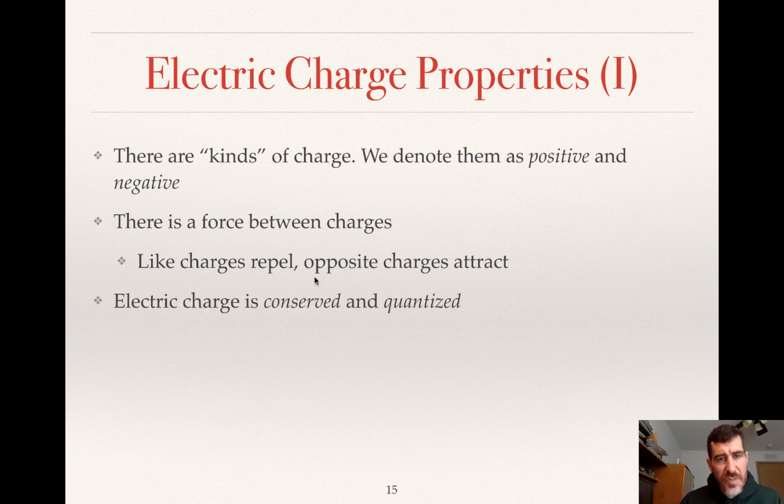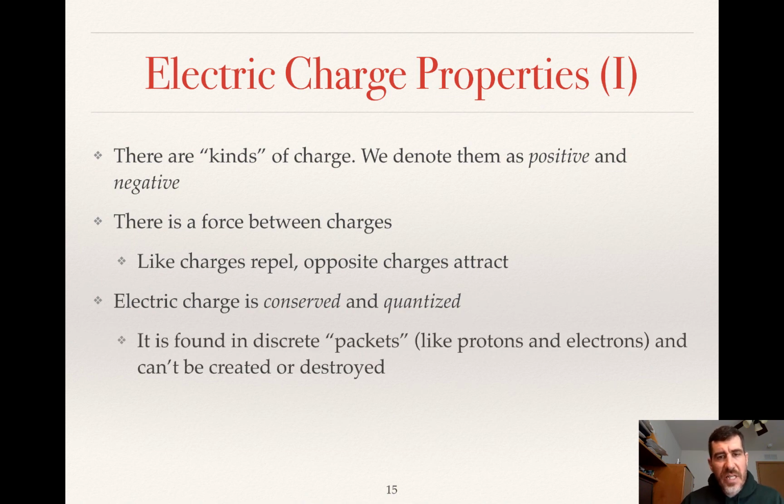So electric charge is both conserved and quantized. Remember, in physics, conserved means it's not created or destroyed. And quantized just means it comes in chunks. So you can't have any charge you want. It comes in units of this elementary charge, units of this electron charge. So electric charge is found in these discrete little packets like protons and electrons, and you can't create or destroy it.